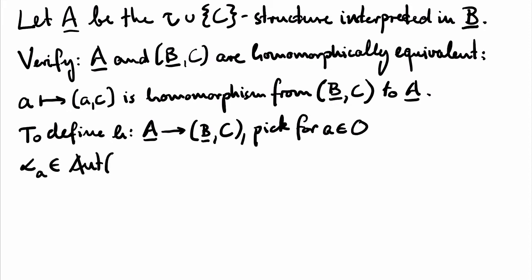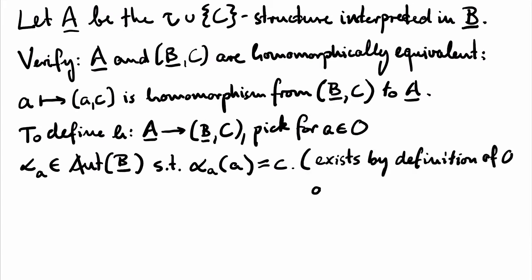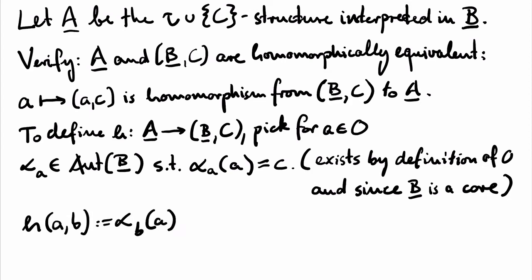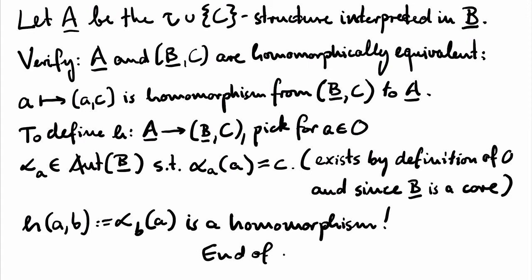To define a homomorphism h back from A to the expansion, we pick for each element a in O an automorphism alpha sub a of B that maps a to c. Note that such an automorphism exists by the choice of O and the assumption that B is a core. This is a little exercise. Now, define h of (a, b) to be alpha sub b applied to a. It is straightforward to verify that this is indeed a homomorphism, and we invite the reader to press pause and verify it, or look it up in the script.